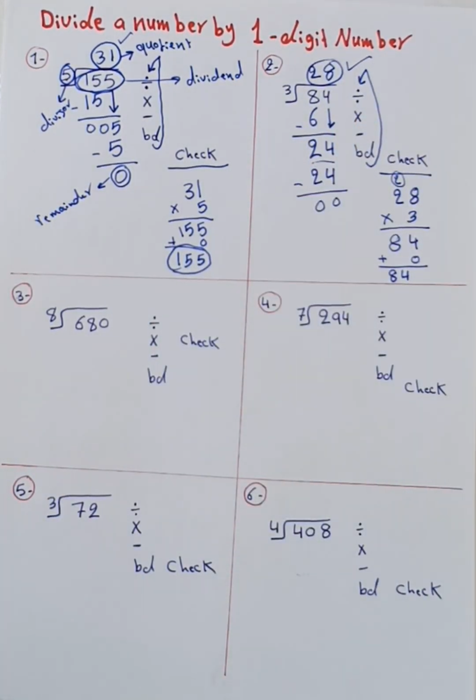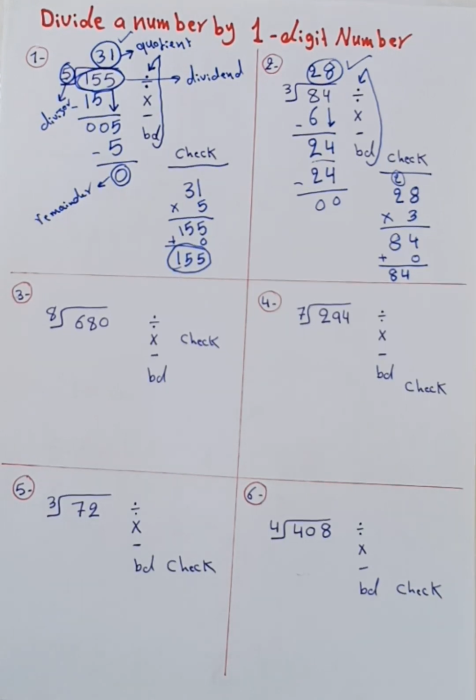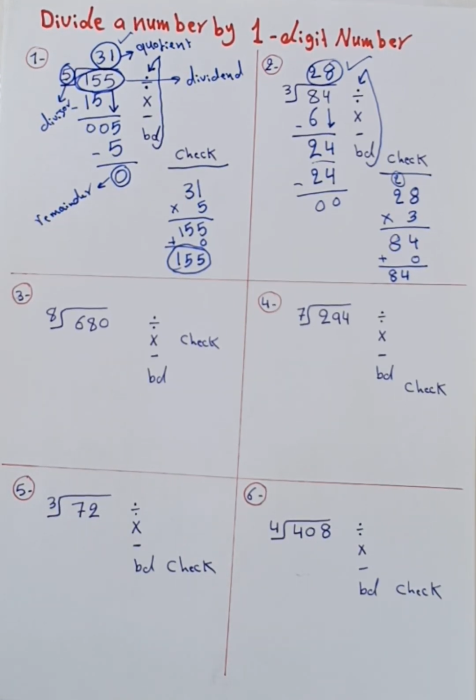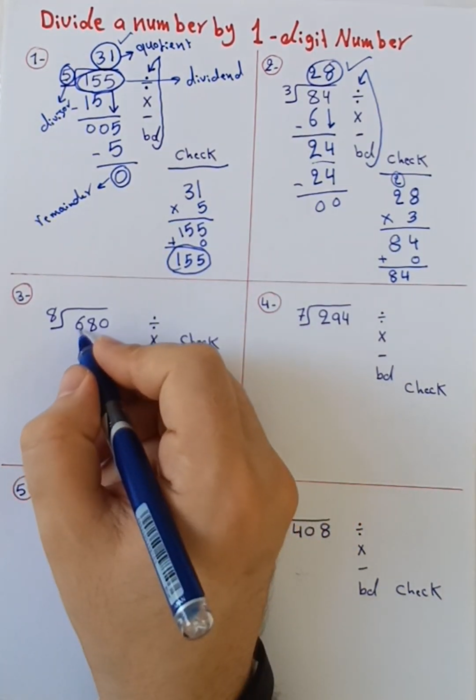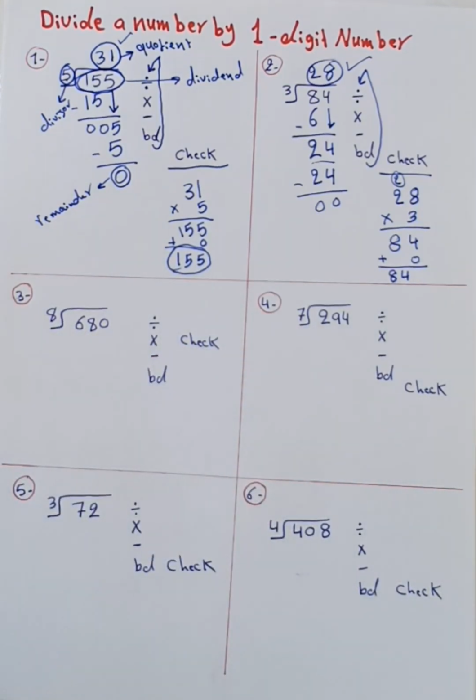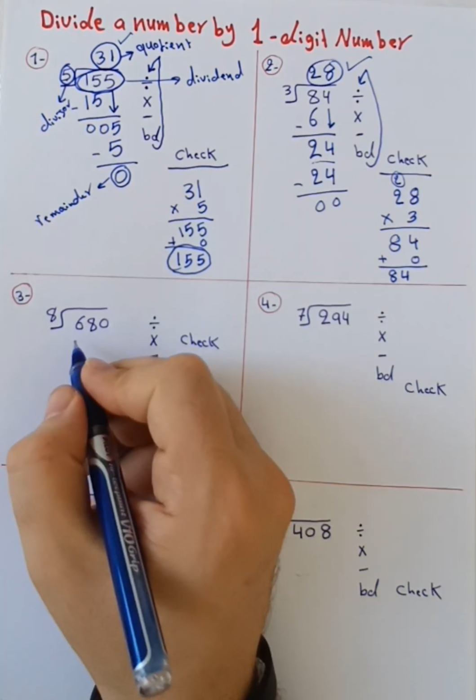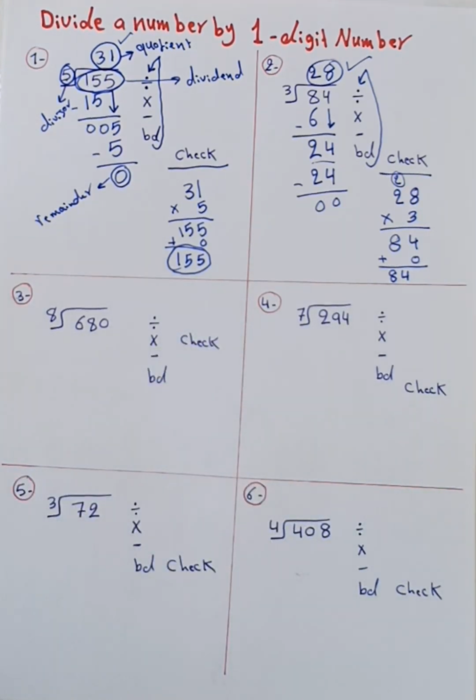Example number 3. We have 680 divided by 8. The first step we have divide. 6 divided by 8. It means how many 8's are in 6? We don't have any 8's because 6 is less than 8. So we have to take these two numbers together. 68 divided by 8. It means which number multiplied by 8 is equal to 68 or close to 68.